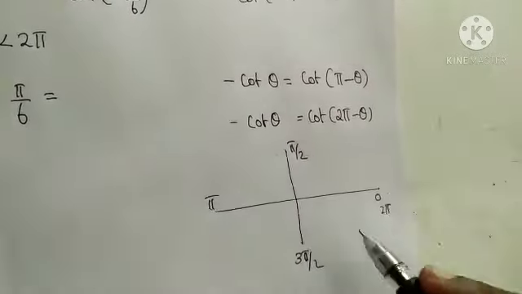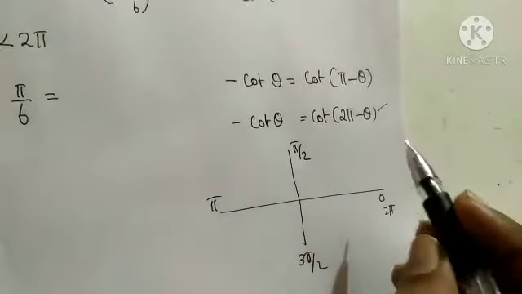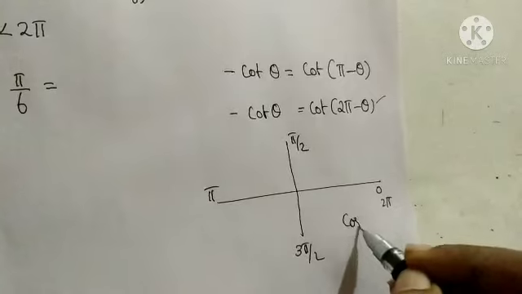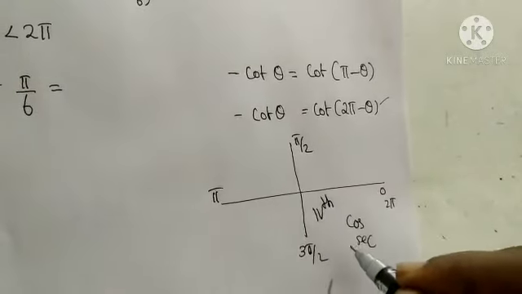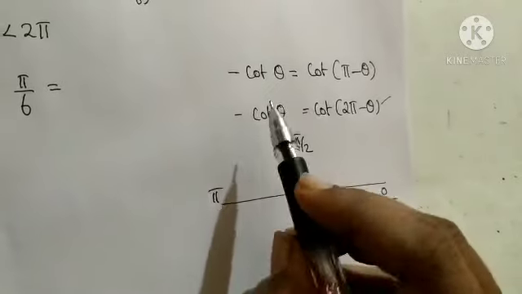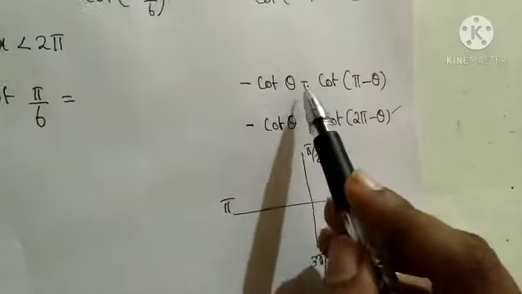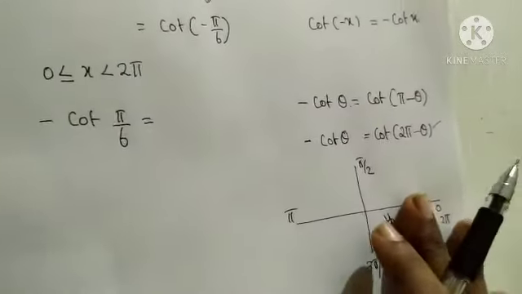The next function also, cot 2 pi minus theta lies in the fourth quadrant. Only cos and sec are positive in the fourth quadrant. So we need to write a negative here. So minus cot theta is equivalent to cot pi minus theta and cot 2 pi minus theta.